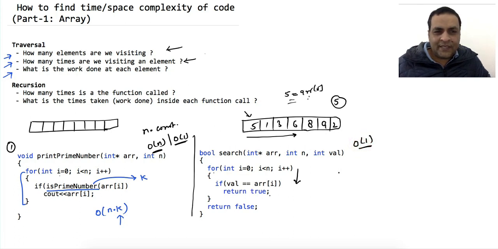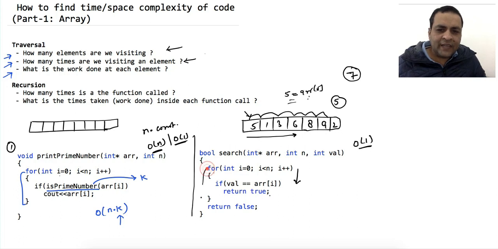But this is the best case. In the worst case, we may end up visiting each and every element. Let's say we are searching for 7. 7 is not present in the array, and we can conclude that only by visiting each and every element in the array and comparing it with 7. First we go to 5 and compare it with 7. 5 is not equal to 7. Move to the next element. 1 is not equal to 7. Move to the next element. 3 is not equal to 7, and so on.